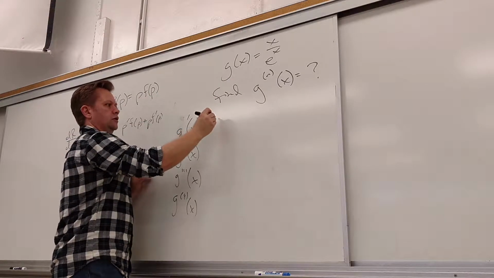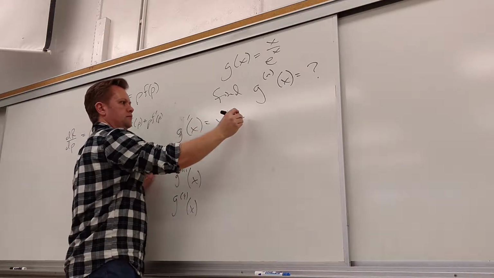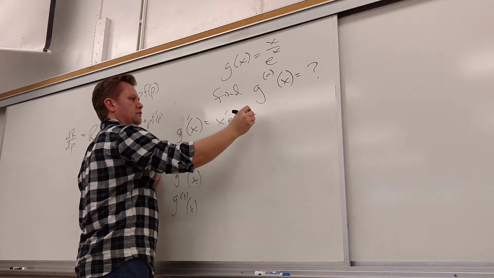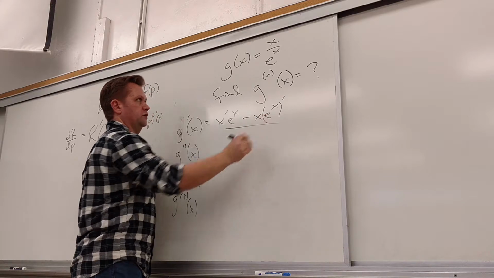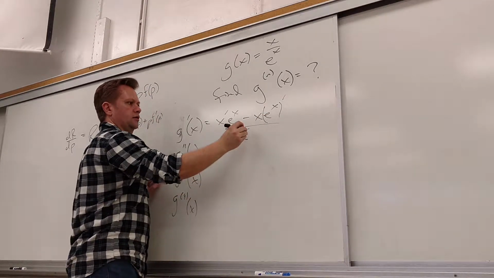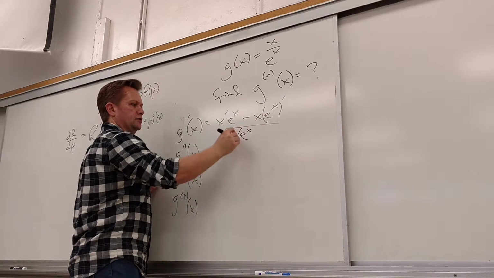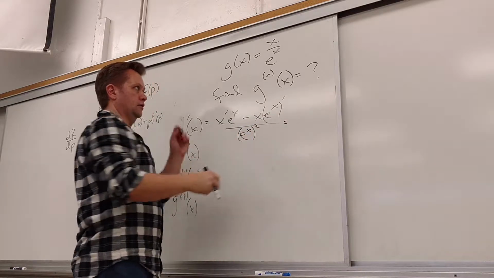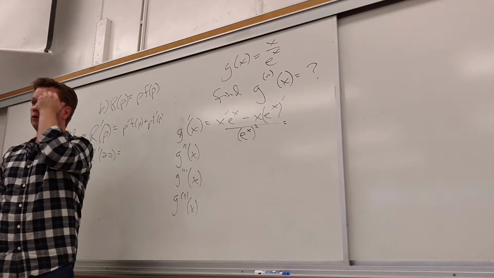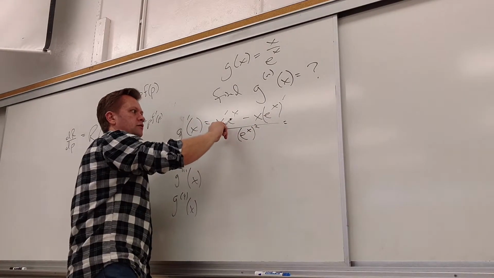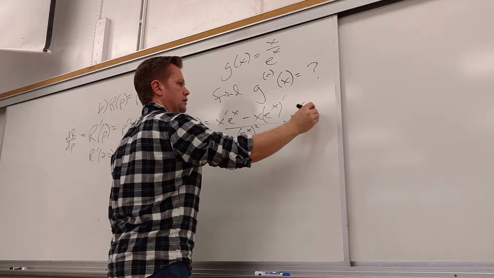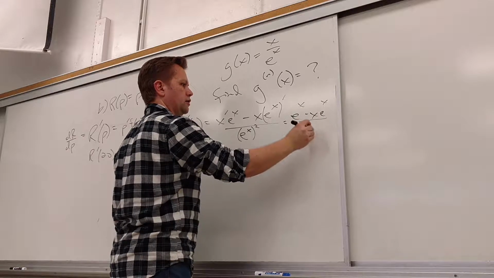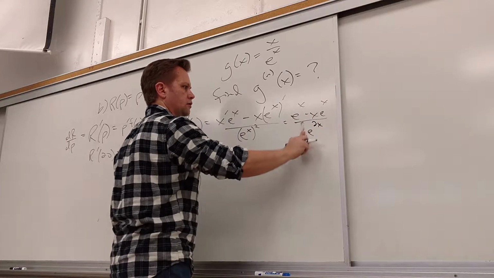Derivative of the top times the bottom, minus the top times the derivative of the bottom, all over the bottom squared. And what is e to the x squared? E to the 2x. And what do you get on top? You get, yeah, good. E to the x minus x e to the x over e to the 2x.